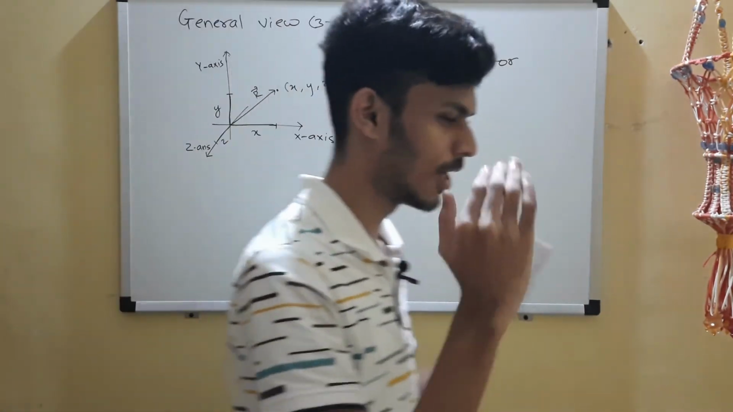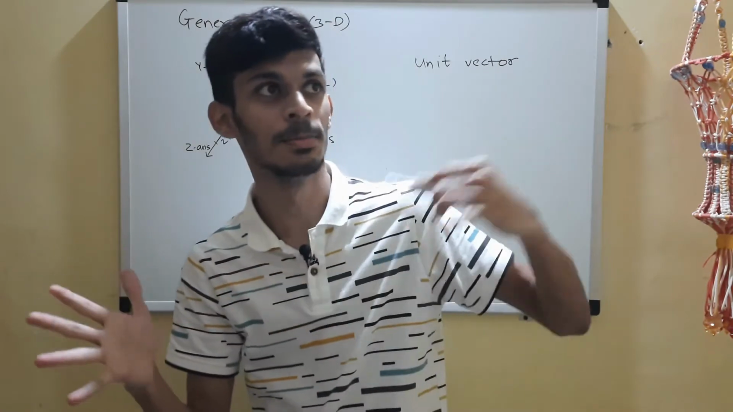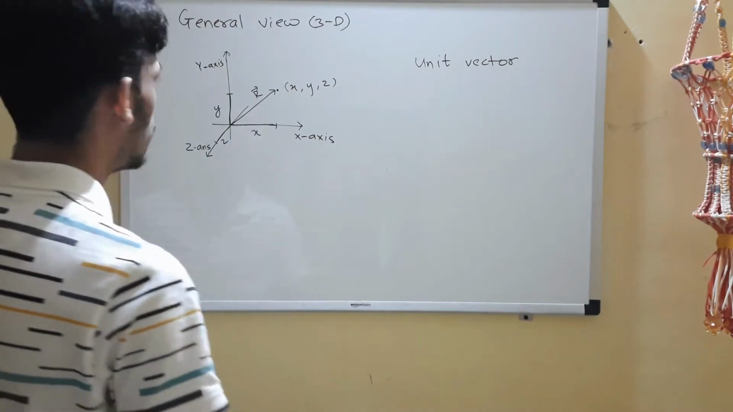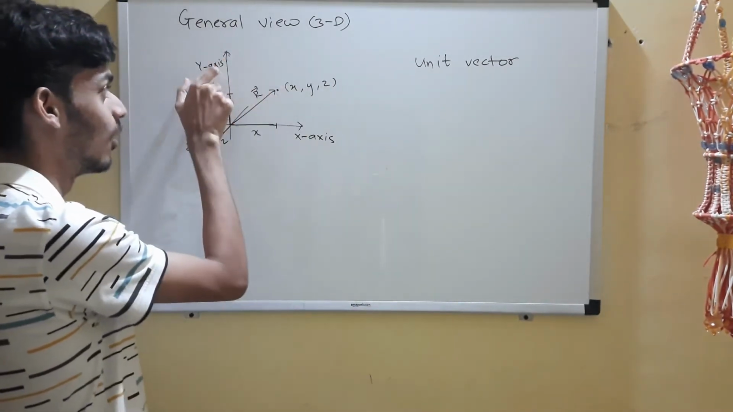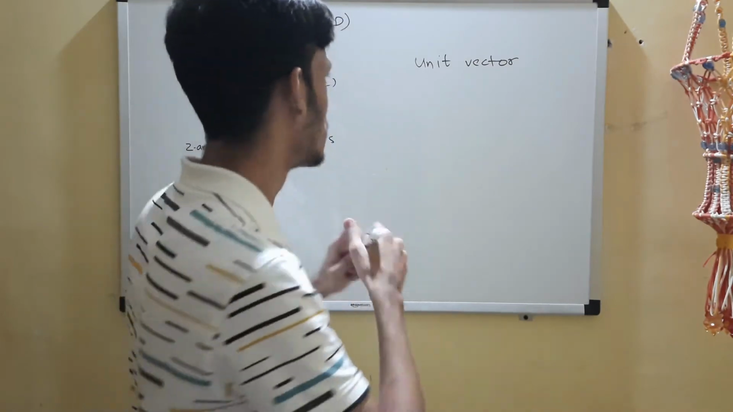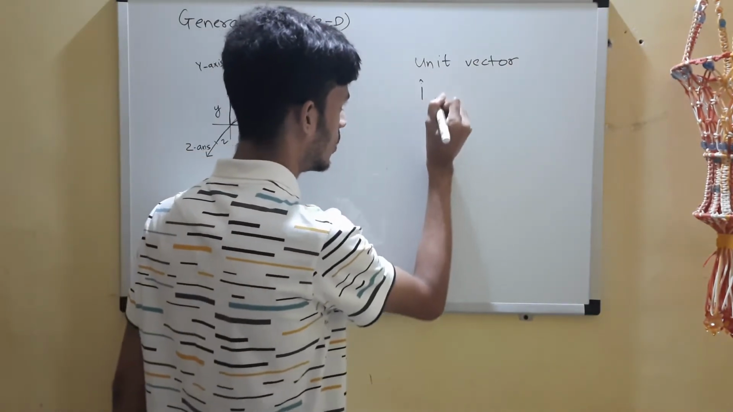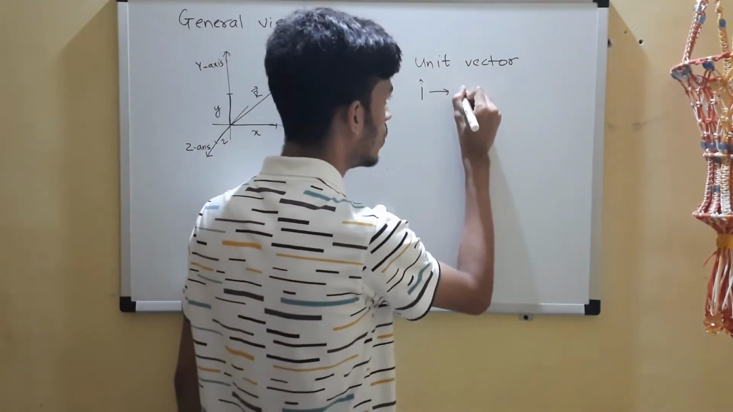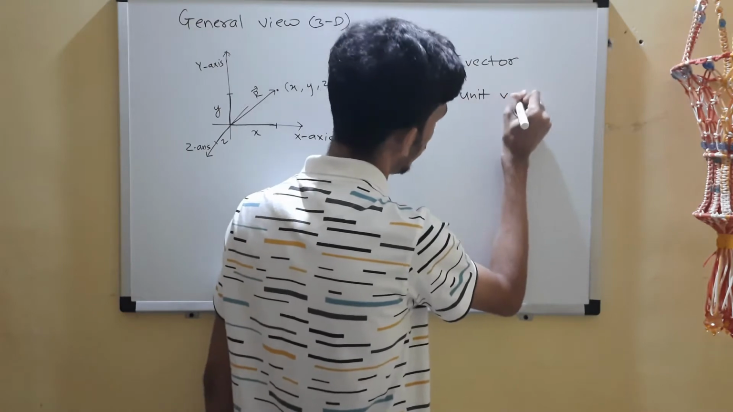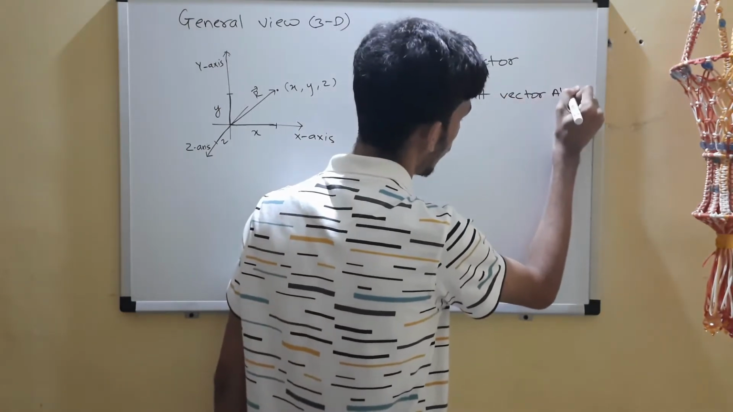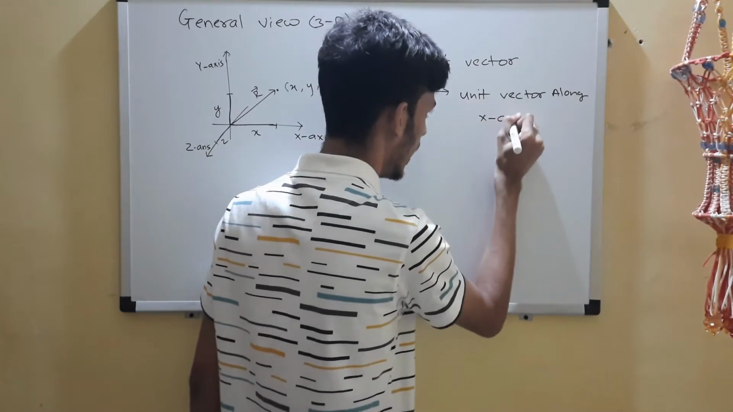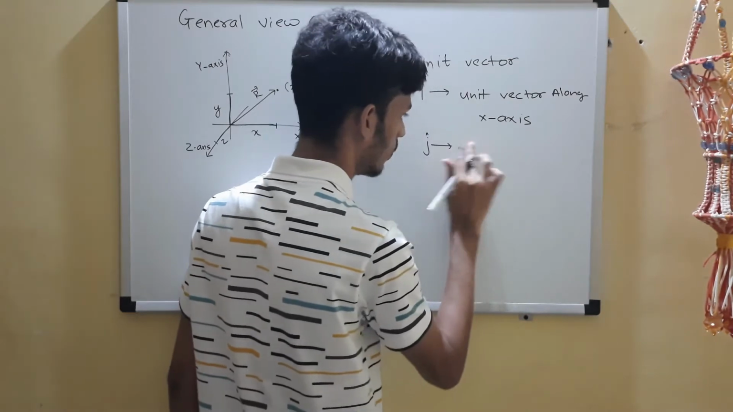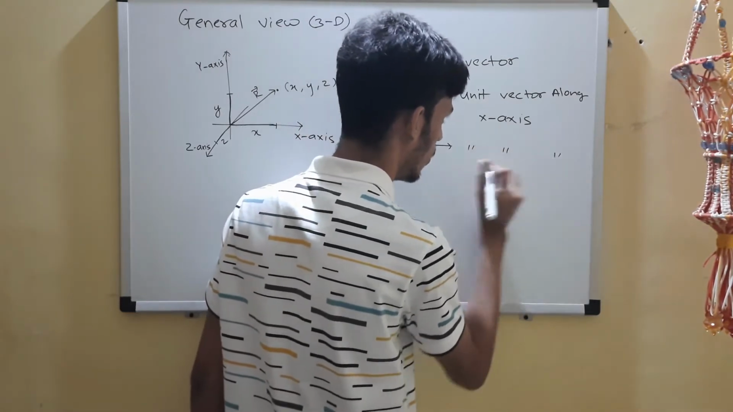Coming to unit vectors. In the previous case, can you recollect that we had defined unit vectors along the east direction and along the north direction? Here also we have to do the same thing along the x-axis, y-axis, and z-axis. Simple job. The letters used are i cap, of course unit vectors. So i cap is the unit vector along the x-axis. j cap is the unit vector along the y-axis.